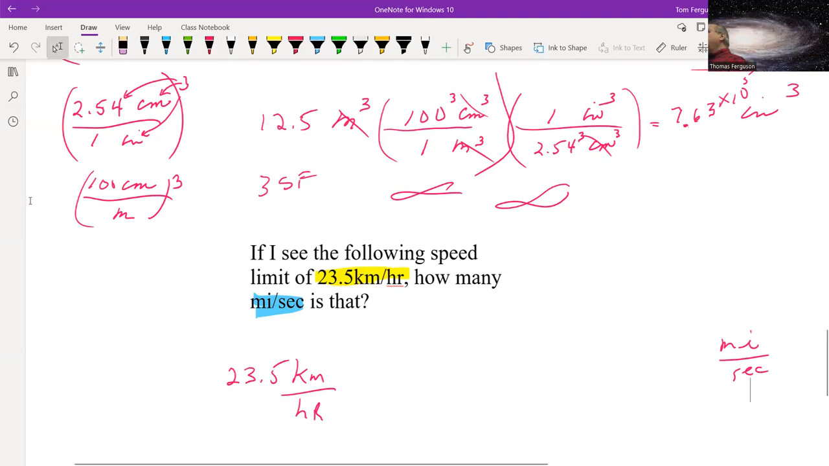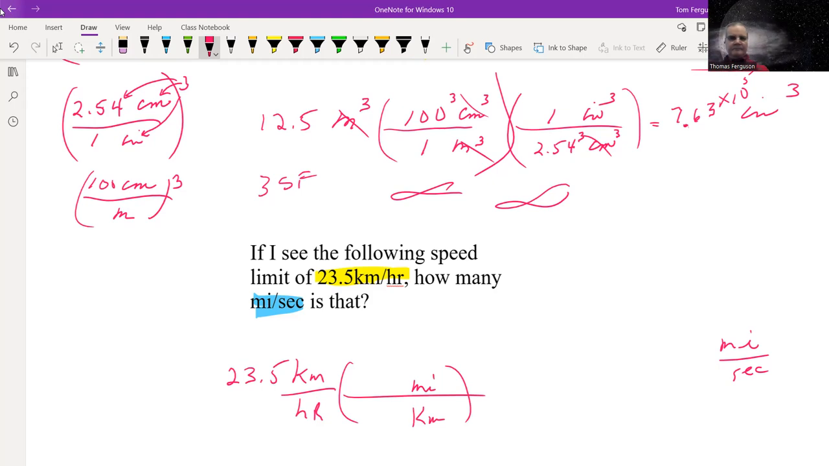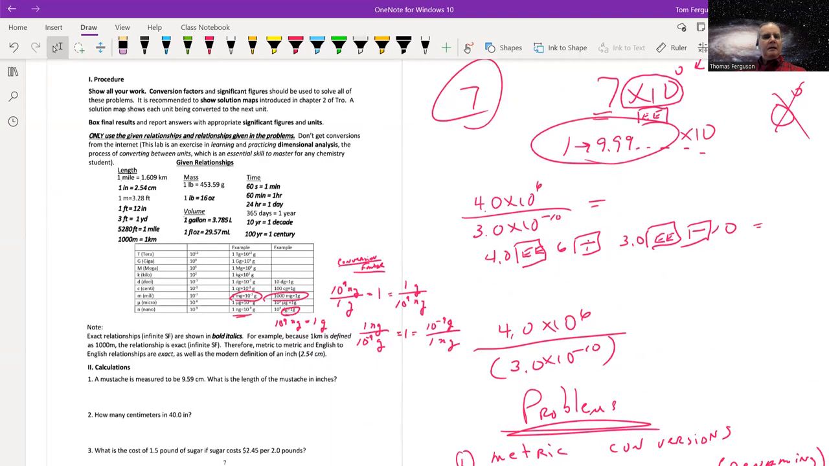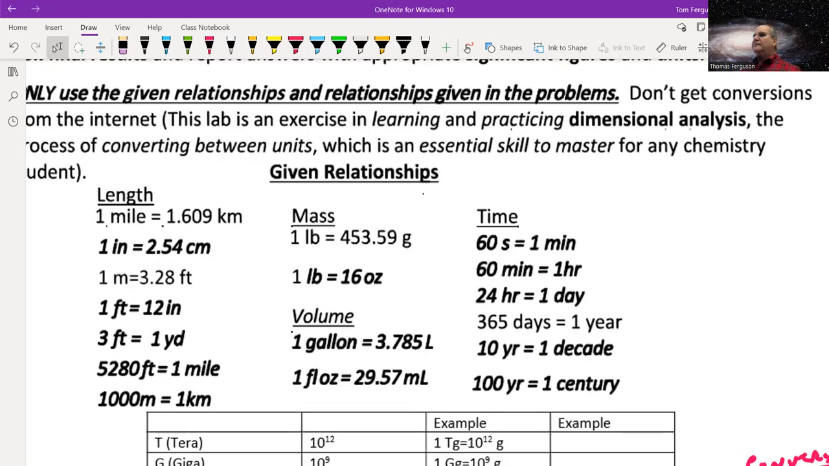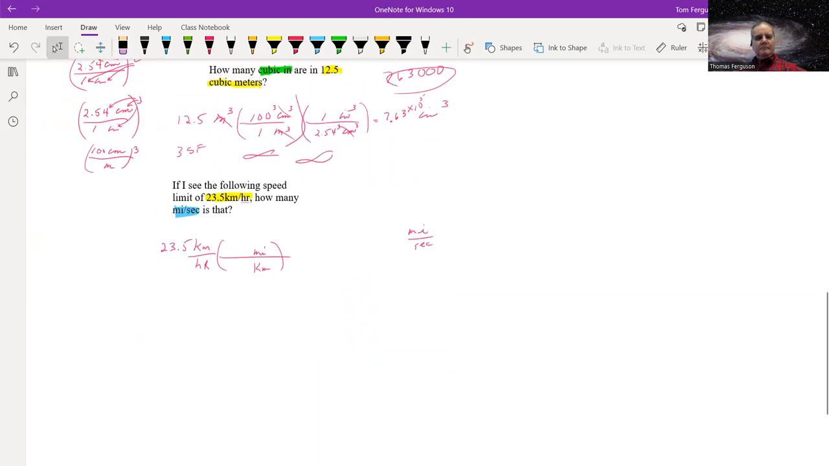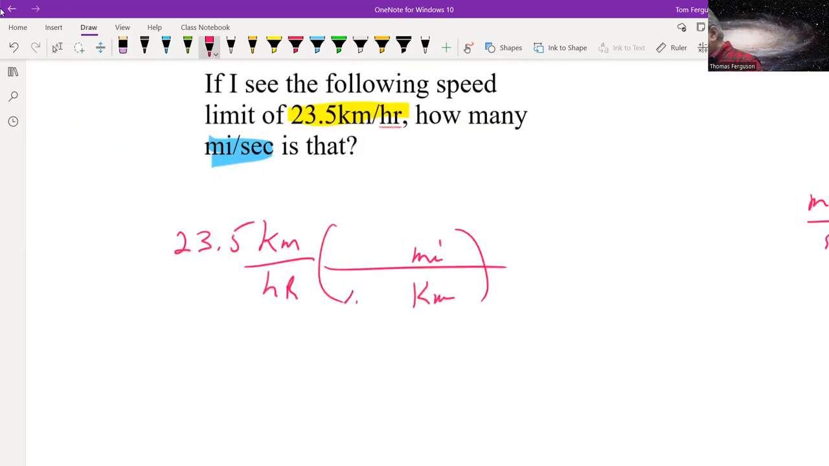So what do you want to work on, kilometers or hours? Kilometers, all right. I'm going to get kilometers to miles. Okay, so how many kilometers are in a mile? Okay, it's not boldface, so that means it's four sig figs, 1609. So now we're in miles.